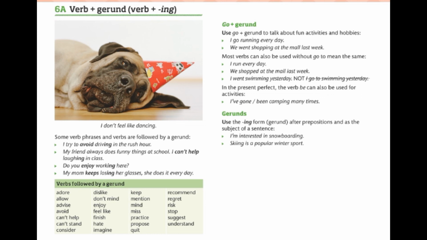Okay, the same idea. When we use gerunds, we use the ing form gerund after prepositions and as the subject of a sentence. The example, I'm interested in snowboarding. In is the preposition. After the preposition, we use the verb in the ing. Another use of the gerund is in the beginning of the sentence. In the initial part of the sentence, we use the gerund as the subject of the sentence. So, skiing is a popular winter sport. What is a popular winter sport? Skiing. So skiing is the subject of the action, right? Did you get it?